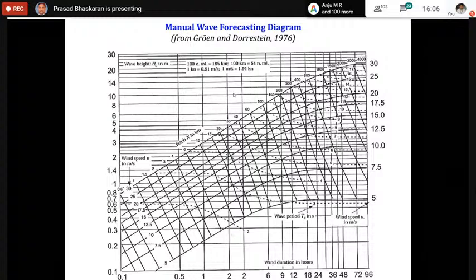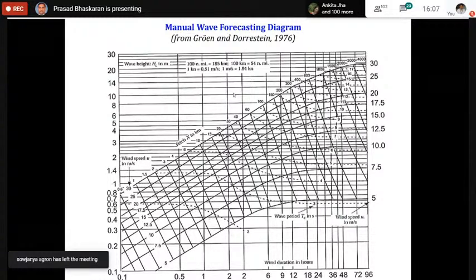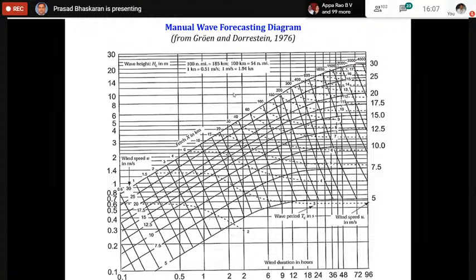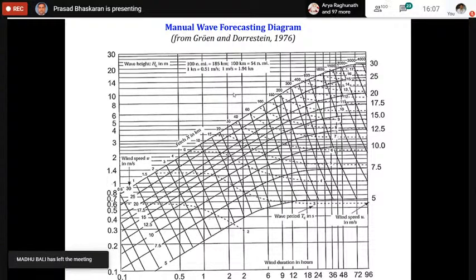Now this nomogram also has a limitation. Let me tell you what the limitation is. The backbone of this nomogram is a semi-empirical relation. This semi-empirical relation is a non-dimensional parameter. The non-dimensional parameter connects fetch, wave height, wind speed, and also the wind duration. This mathematical formulation does not have any physics in it. It's only a non-dimensional parameter.